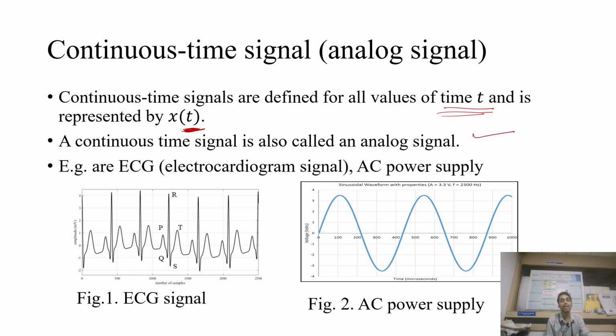Example, ECG, the electrocardiogram signal. What is the electrocardiogram signal? It detects the heart rate. It is the representation of the heart, and it detects the heart rate and all the components. It consists of 5 components: P, Q, R, S, T. Similarly, we can say AC power supply is also a continuous time signal.